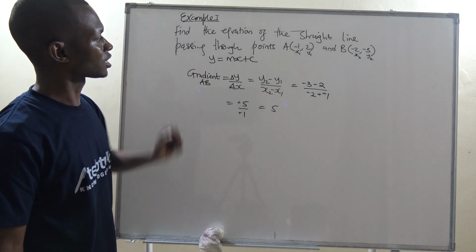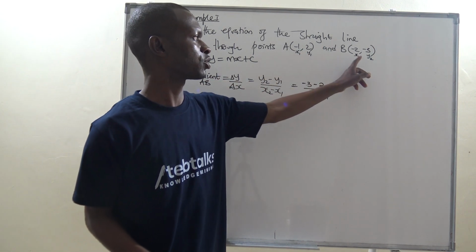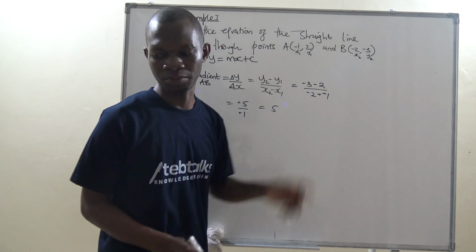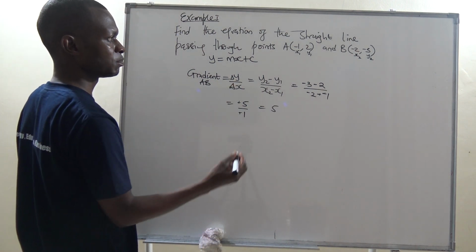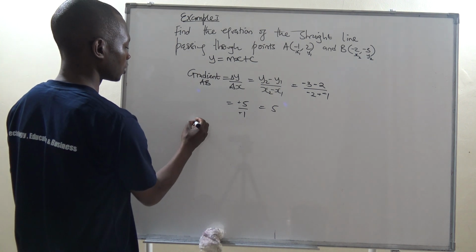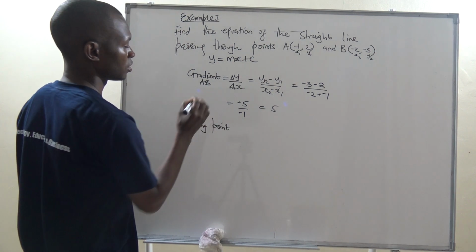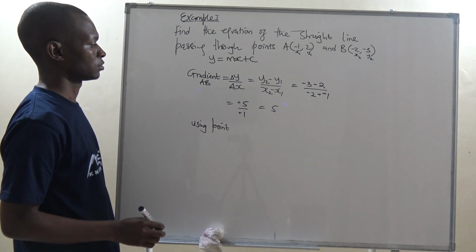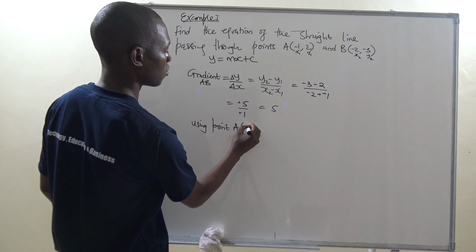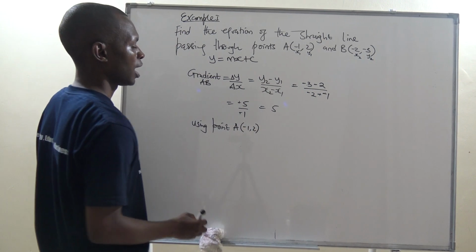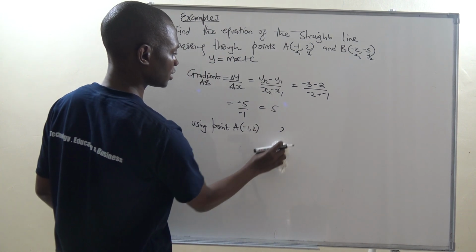After getting the gradient, you go ahead and get C-intercept. But for you to get the C-intercept, you can use either of these 2 points. You can use point A and you also use point what? Point B. So, me, I'm going to use point A. You can also use point B, you get the same answer. Using point A as -1 and 2, and another point which we know that it is what? xy.